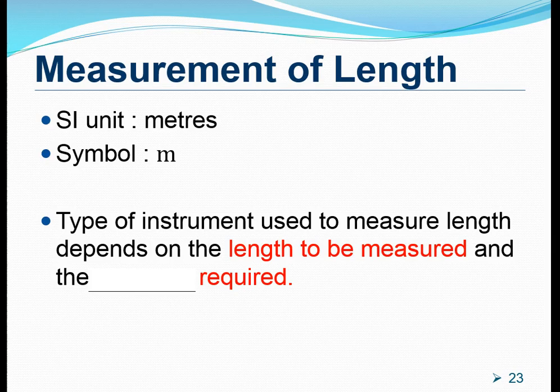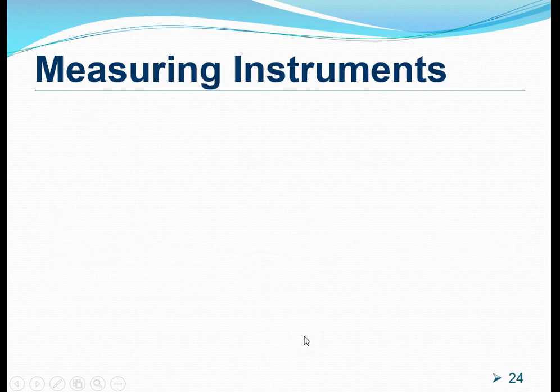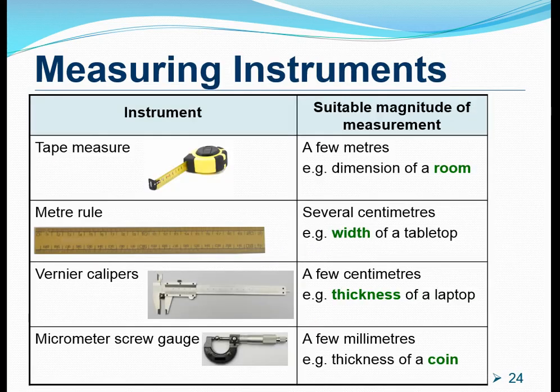Now let's have a look at the types of instruments that can be used to measure length. Essentially, there are four, and the choice of instrument that we use depends very much on the length to be measured and also the accuracy required. In this table, you'll find that there are four common items that we use in the lab for measuring length.